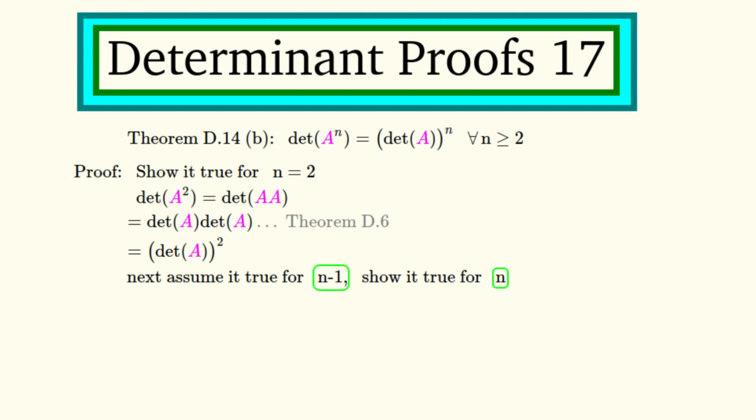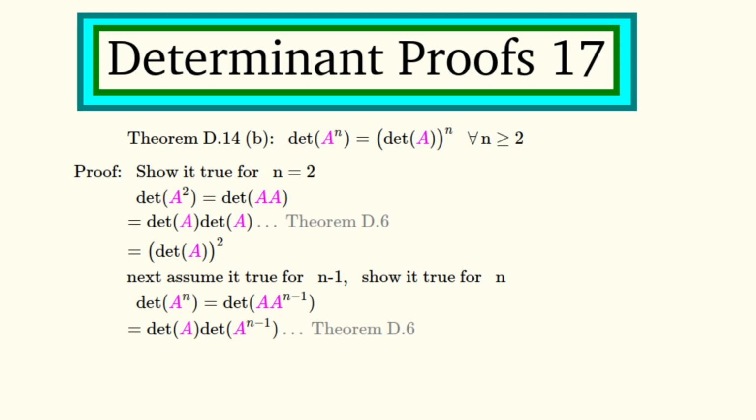The next step is to assume it true for n minus 1 and then show it true for n. We'll start with the determinant of A to the power of n and split this product up into A times A to the power of n minus 1. We can then break this up into the product of two determinants like this. We've assumed it true for n minus 1, so we can write the n minus 1 outside the determinant like this. And so we can simplify this expression to be this, because we're just adding 1 to the index n minus 1. So we've proven part B of this theorem.